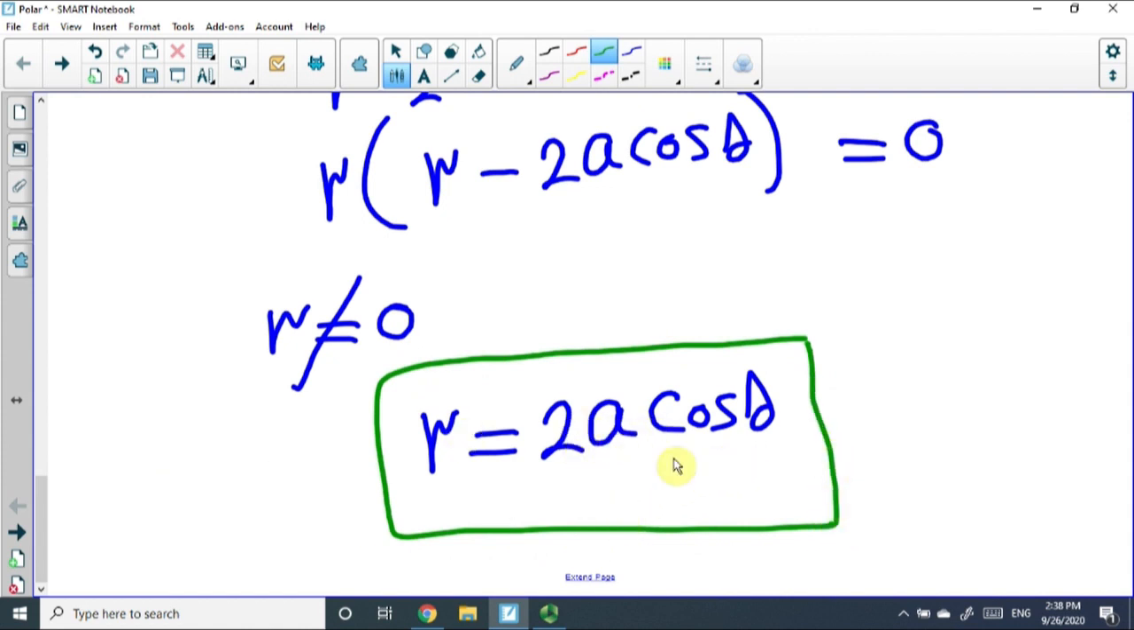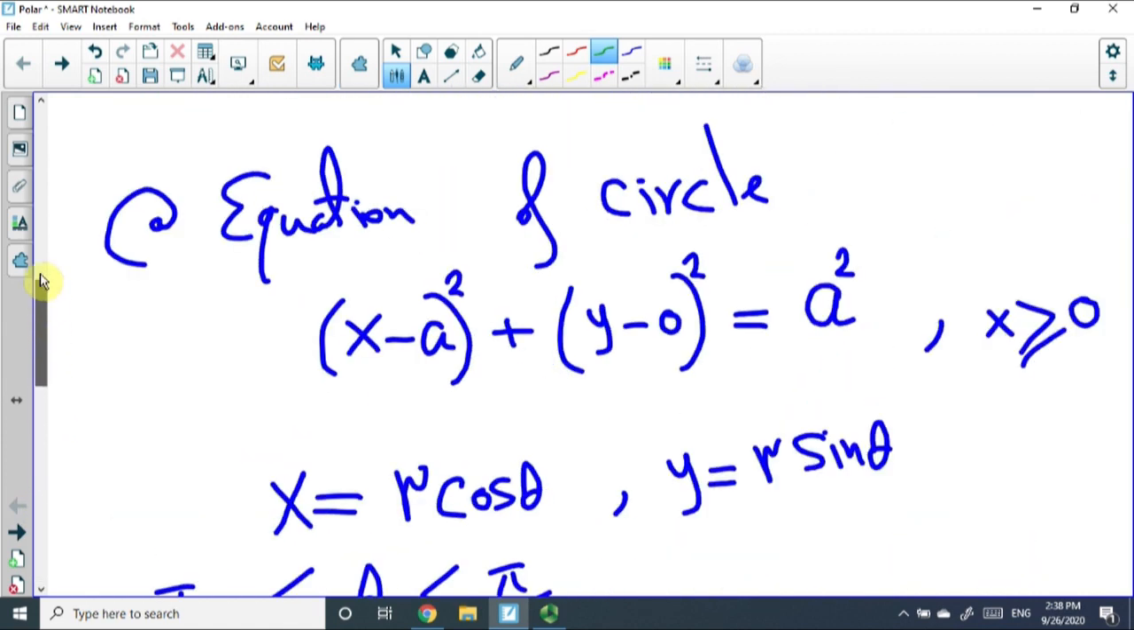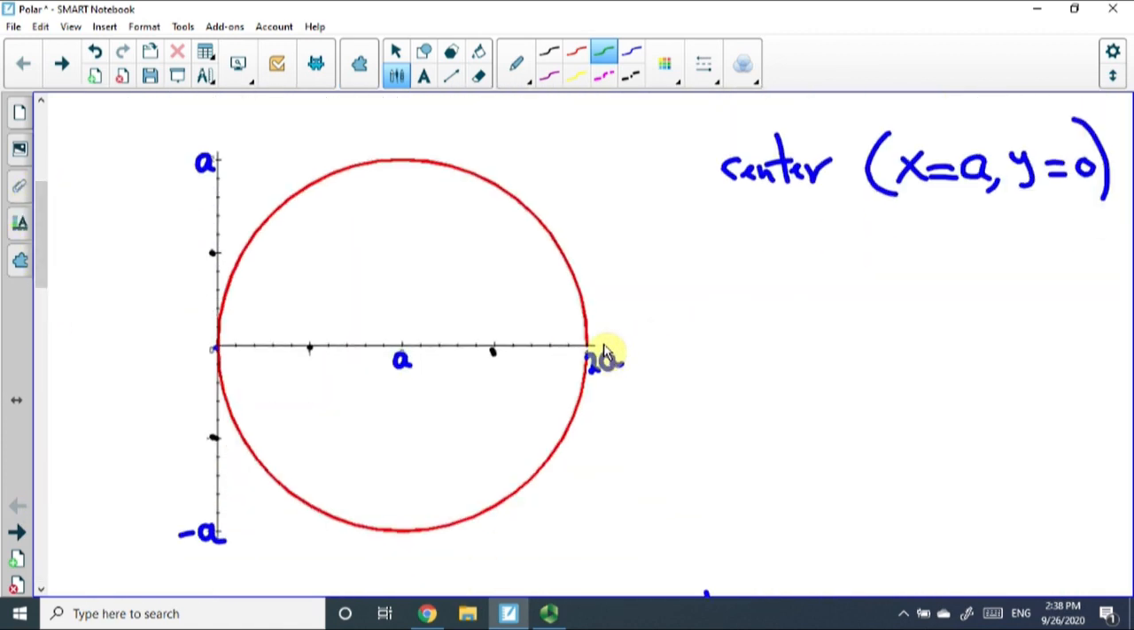Let's check. Let's take a few values for theta and check the values of r. Let's start with theta equals 0. Theta equals 0 means we are on the positive x-axis. If you put theta equals 0, cosine 0 is 1 and r is 2a. So you can see that when theta is equal to 0, which is the first value we got, r is equal to 2a. That's the value of r, and I can draw it like this.